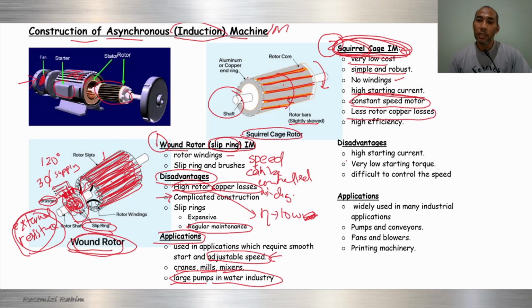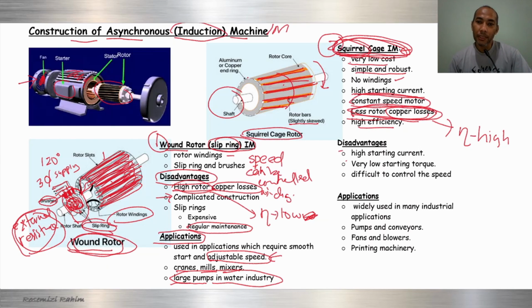Less copper loss because they don't have copper winding compared to wound rotor. Wound rotor has rotor winding. In squirrel cage, there is just a rotor bar only. There is no winding, so less copper losses. When there is less loss, efficiency is high. Okay, due to less loss, high efficiency.